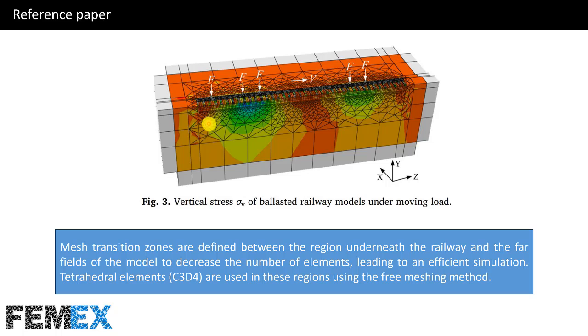Also here, as you can see, mesh transition zones are defined between the region underneath the railway and the far fields of the model to decrease the number of elements, leading to an efficient simulation. Tetrahedral elements are used in these regions using the free meshing method.